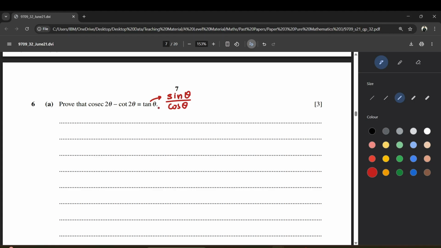Okay, all right. Why is it important? Because it just gives you an idea of what your required steps would be. So now this gives me an idea that I should somehow end up with sine theta and cos theta. Okay, all right. So cosec 2 theta, let me write this down first, minus cot 2 theta. So this is equivalent to 1 over sine 2 theta minus cos 2 theta over sine 2 theta.